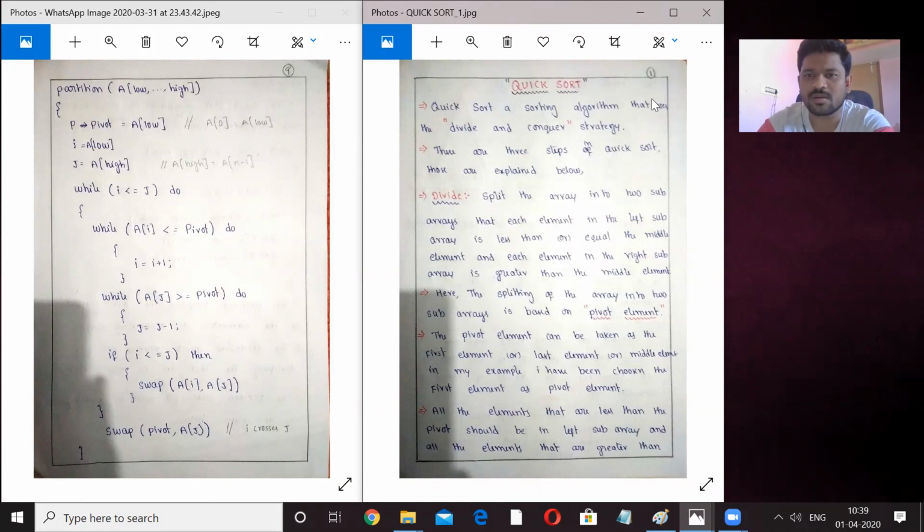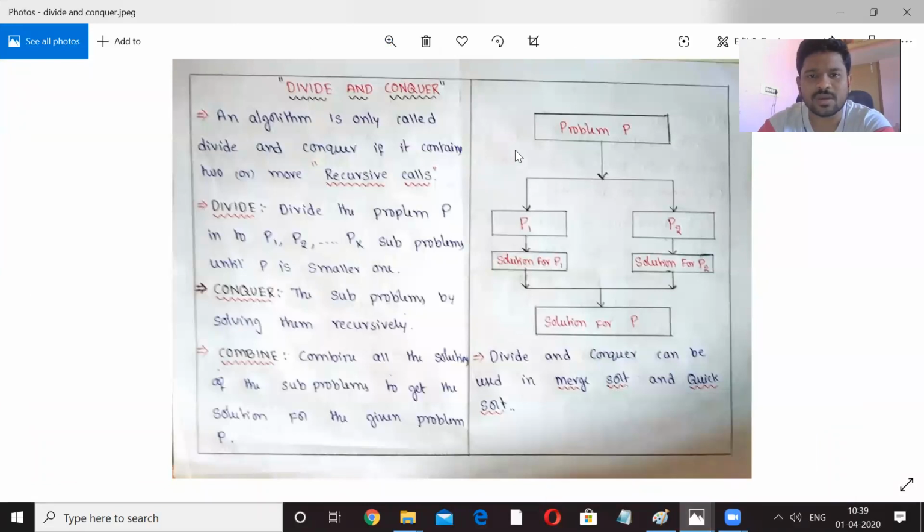Quicksort is one of the sorting algorithms which uses the divide and conquer strategy. So first of all, we need to know what divide and conquer is. Divide and conquer is one of the strategies used to design an algorithm. Divide is nothing but dividing the whole problem into P1, P2, ..., Pk sub problems until P is smaller. Conquer is the process of solving each and every sub problem recursively. Combine is nothing but combining all the solutions of the subproblems to get the solution for the given problem. So this strategy is said to be divide and conquer.